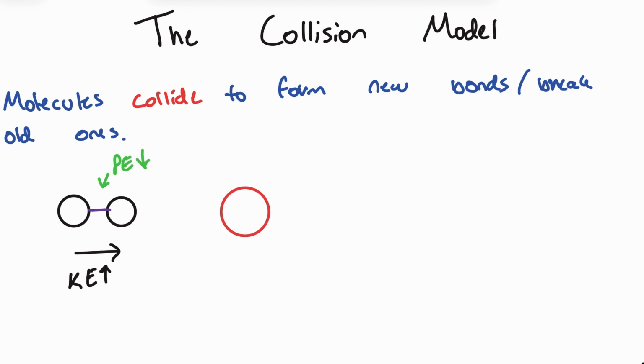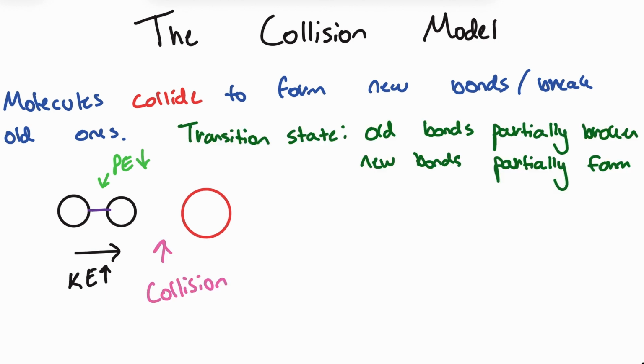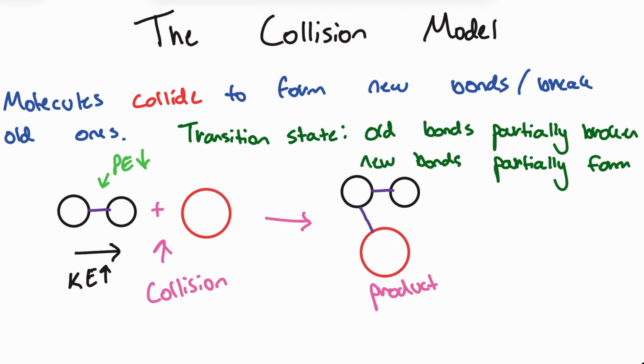Now let's say that we've got a second molecule over here. If these two collide with sufficient force and the correct orientation, then the molecules will enter something known as a transition state. In this transition state, our old bonds are going to be partially broken and our new bonds are going to partially form, resulting in the creation of products from our initial reactants. So let's say that these molecules have collided with a sufficient amount of kinetic energy and the correct orientation. What we're going to be left with after that is our product. And so this is showing a successful collision between molecules.